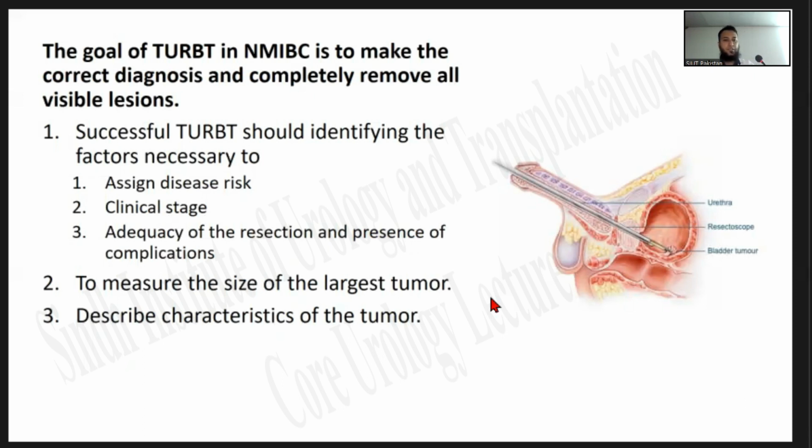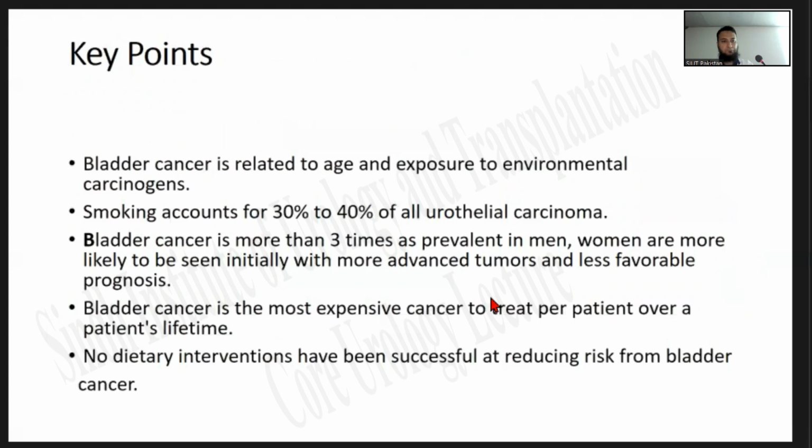A successful TURBT should identify the factors necessary to assess the disease: clinical staging, adequacy of the resection, and the presence of complications, to measure the size of the large tumor, and describe the characteristics of the tumor. So cystoscopy or TURBT, endoscopic resection, is diagnostic as well as therapeutic for the patient.